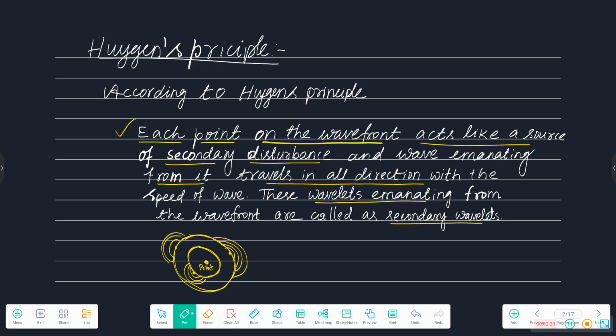So for a point source, what is the wavefront? Spherical wavefront. Remember, for a point source, a spherical wavefront forms. Similarly, for a line source, what type of wavefront? Cylindrical wavefront. So remember, for a line source you will have a cylindrical wavefront.